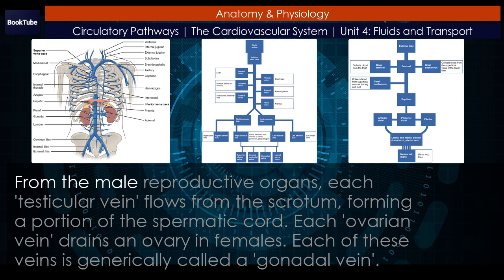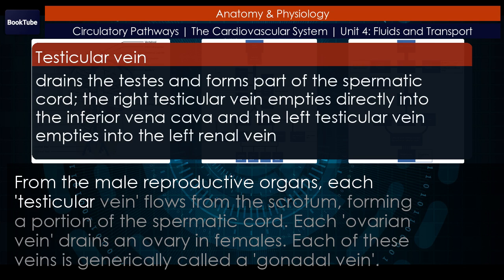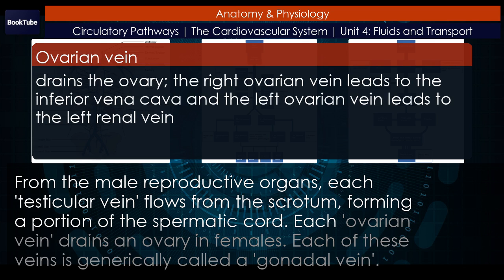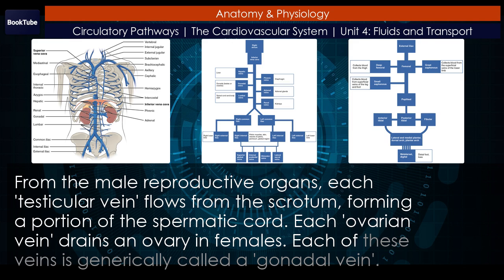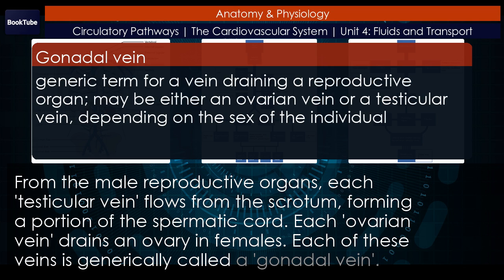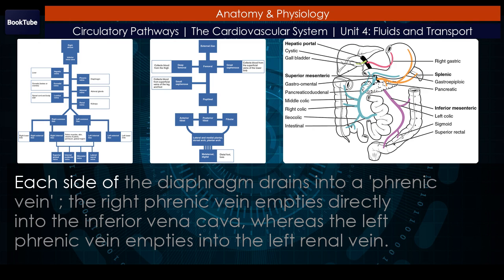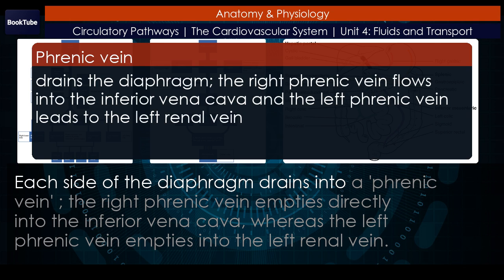From the male reproductive organs, each testicular vein flows from the scrotum, forming a portion of the spermatic cord. Each ovarian vein drains an ovary in females. Each of these veins is generically called a gonadal vein. The right gonadal vein empties directly into the inferior vena cava, and the left gonadal vein empties into the left renal vein. Each side of the diaphragm drains into a phrenic vein.